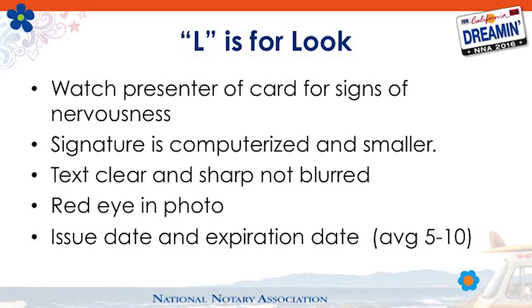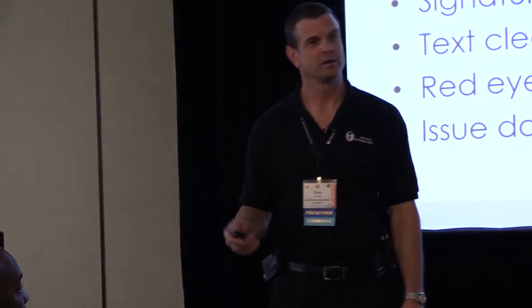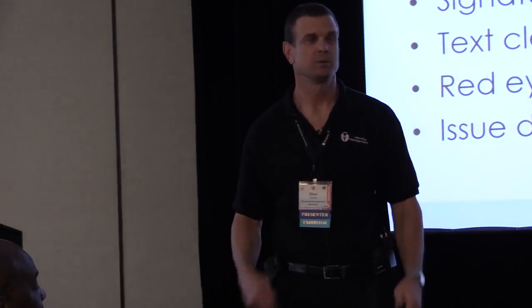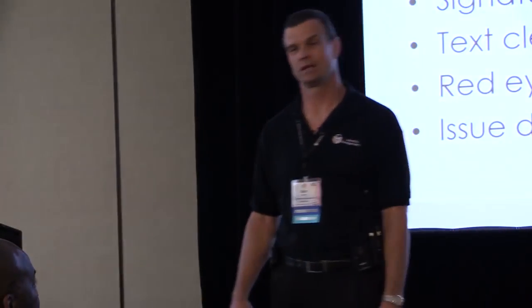Issue date and expiration dates. How many know how long California licenses are good for? 5 years. 5 years, okay? Arizona is the not normal one. They're 30, 40, 50 years, all right? But the average across the nation is anywhere from 5 to 10, all right?